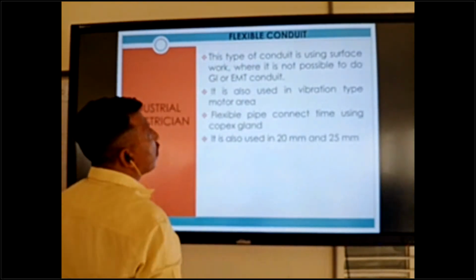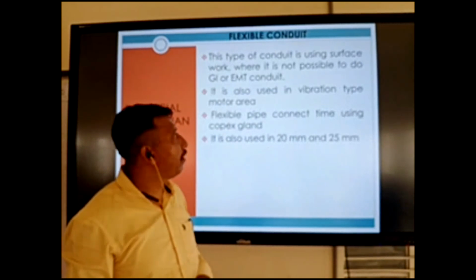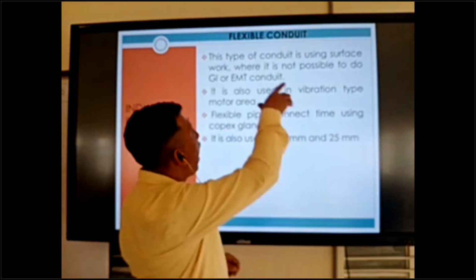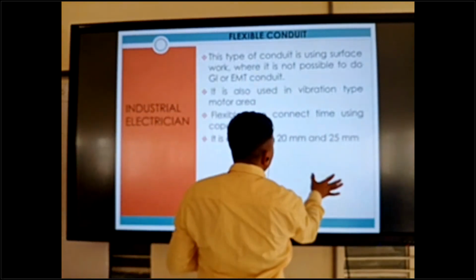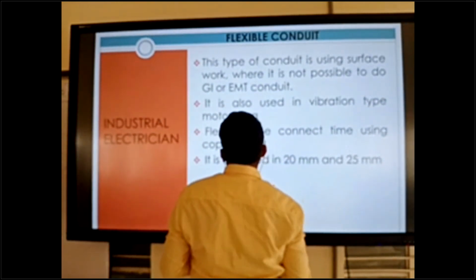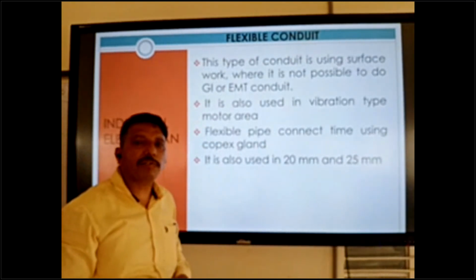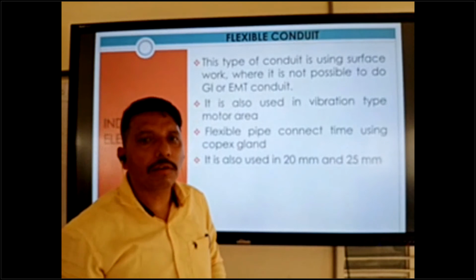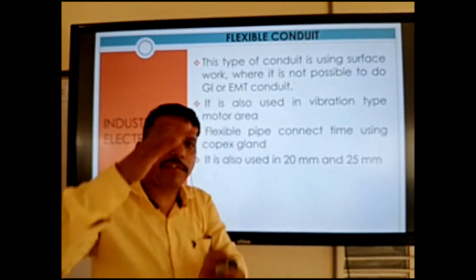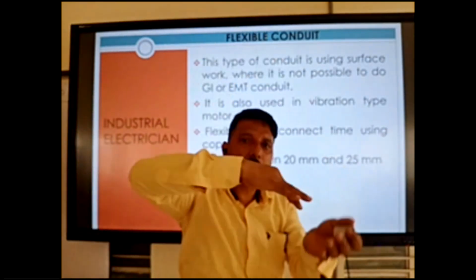Next one is flexible conduit. So we have four types of conduit available: PVC, GI, EMT and flexible. The last one is flexible. Flexible conduit has two types, metallic flexible and PVC flexible. Metallic flexible we can use in motor vibration areas. Motors produce vibration.